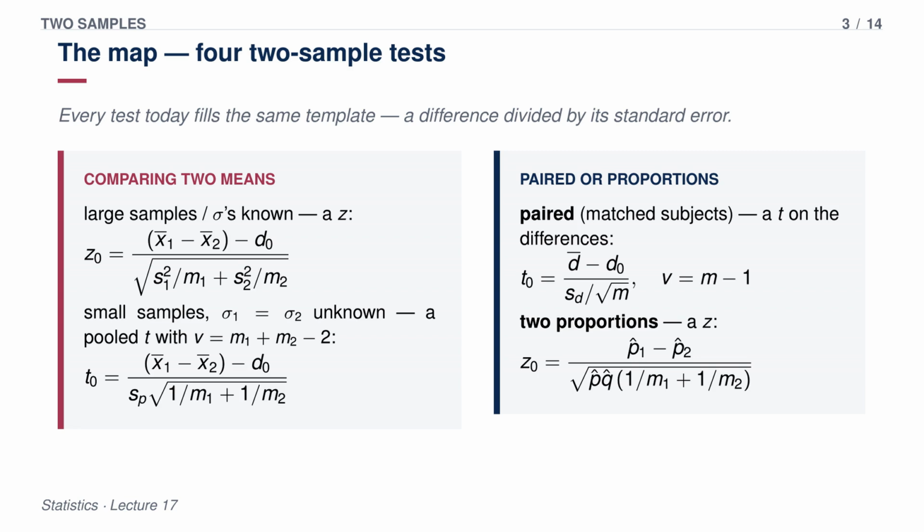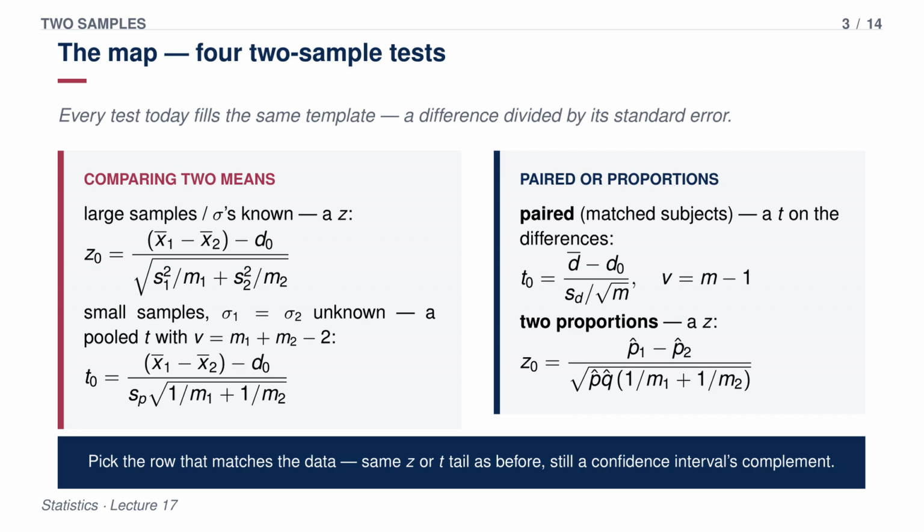If the data comes in matched pairs, the same subject measured twice, it's a t on the differences, d bar minus d-naught over sd over root m. And if the data is yes or no in each group, two proportions, it's a z again with a pooled rate inside the standard error. Your only real job is to pick the row that matches the data. After that, everything is last lecture. The same z or t tails, and every rejection region is still a confidence interval's complement.